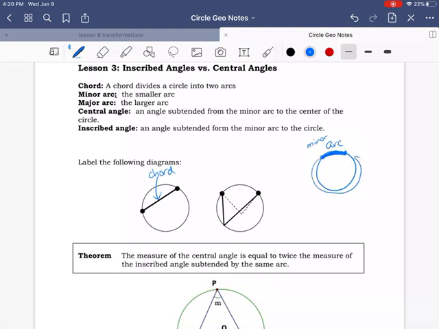So here, this portion is the minor arc, and the arc around the other way is the major arc. The central angle is the angle that's formed with the center of the circle and the arc. So that angle there is the central angle, and the angle here is the inscribed angle. We're going to use these ideas to create a couple theorems.